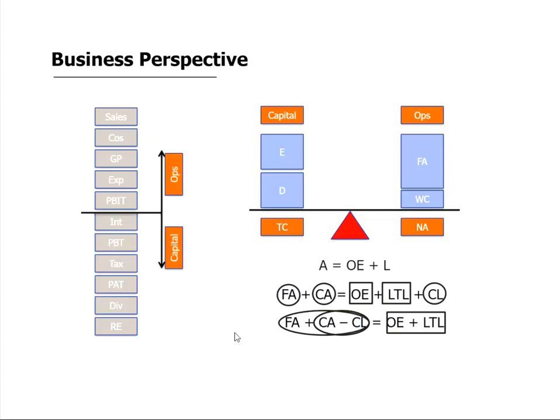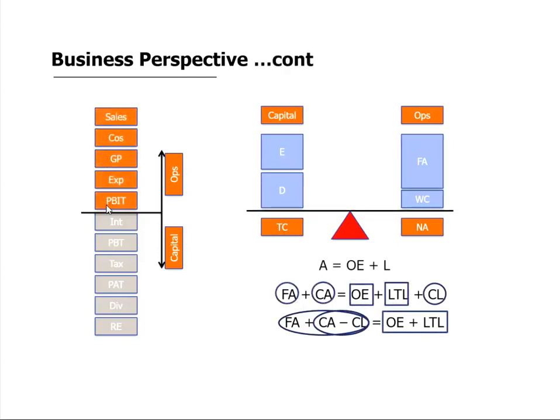We're going to do the same thing or very similar thing in the income statement. I'm going to draw this line in here underneath the profit before interest and tax, and if you recall, I called that the operating profit, which says that the components above this line all relate to operations, and everything below this relates to capital.